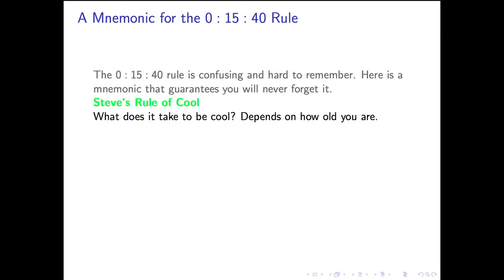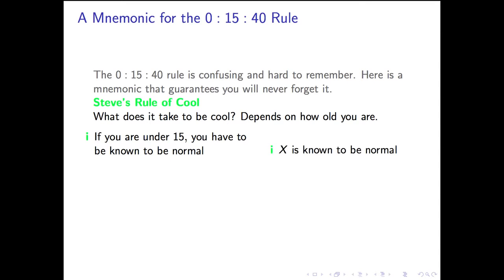Okay? So if you're under 15, if you're a kid, you remember when you were a kid, to be cool, what you needed was for people to think you were normal. You needed to be known to be normal. And sure enough, our first version of the assumption is that x is known to be normal.